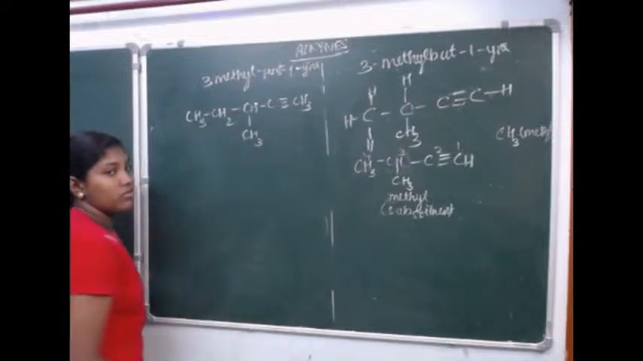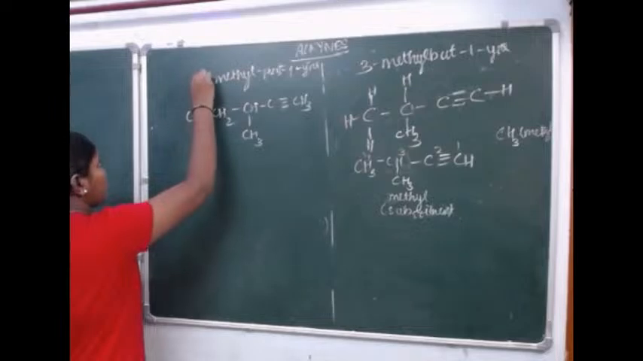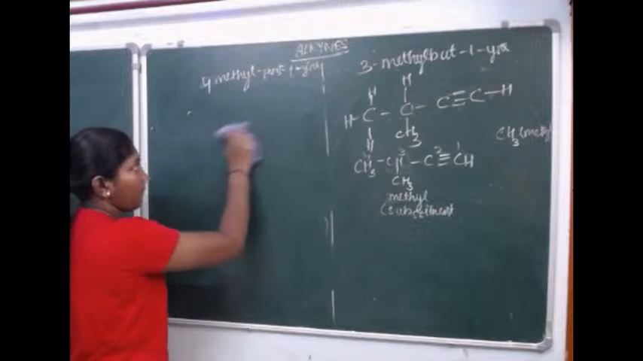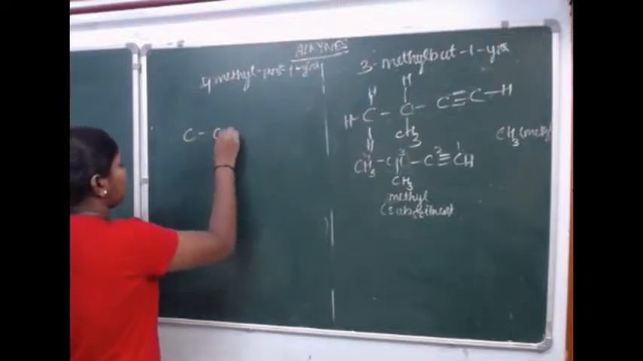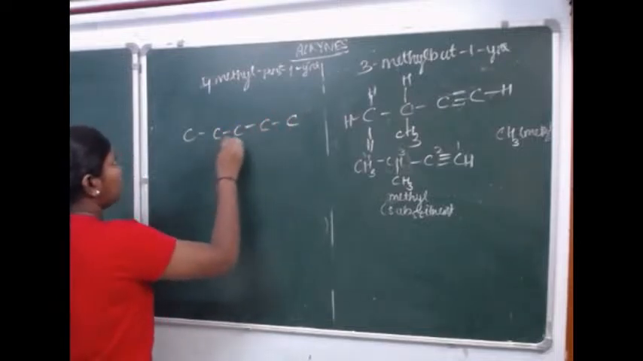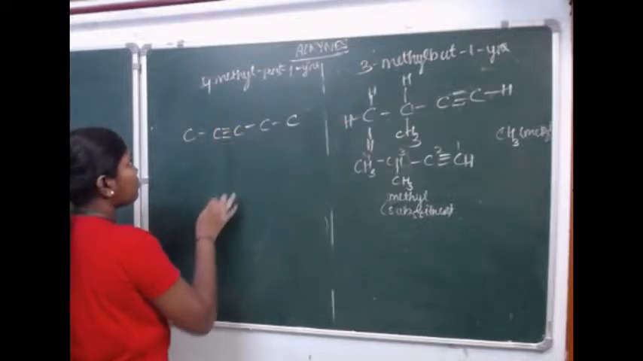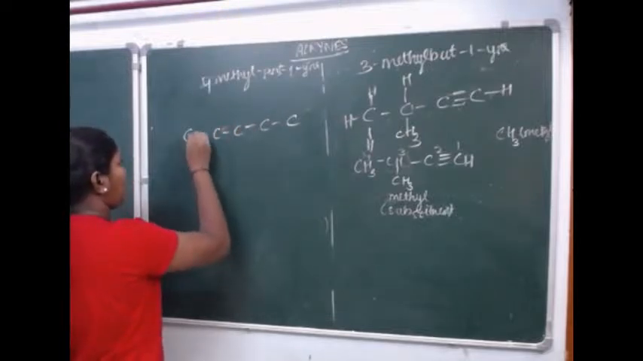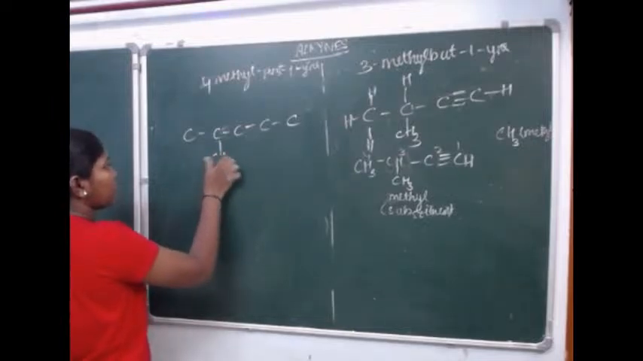Okay, right. Now try this one. 4-methyl pent 1-ine. 4-methyl pent 1-ine. Try. I told you it is a 1-pentyne. First you complete that pentyne.